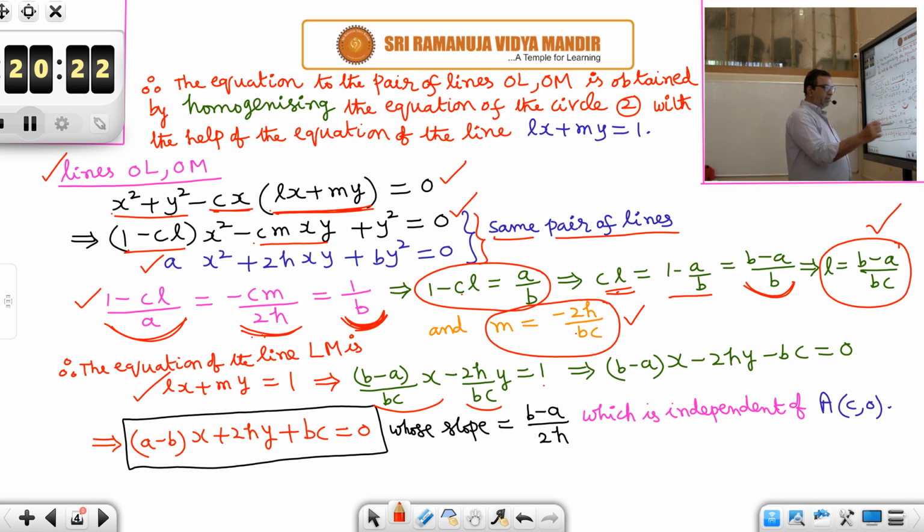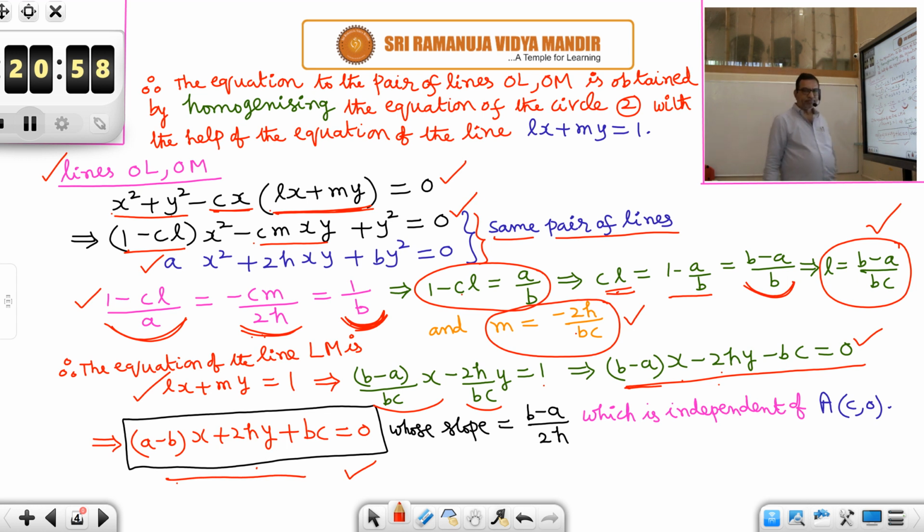So multiply by BC and bring that BC to the left side: (B minus A) into X minus 2HY minus BC is equal to 0. So the entire equation you multiply by minus 1. So you will get (B minus A) will become (A minus B) into X, minus 2HY becomes plus 2HY, minus BC becomes plus BC is equal to 0. So I recommend the students to remember this formula.